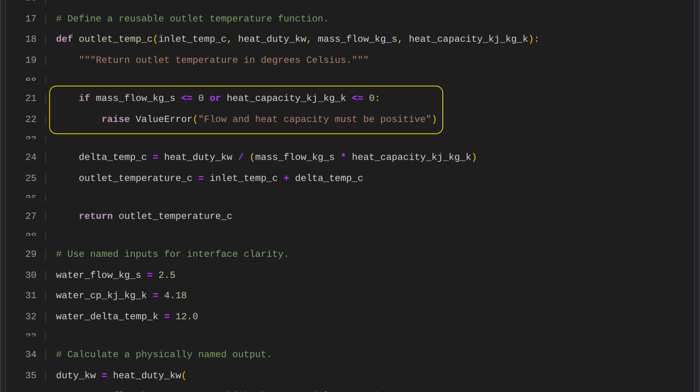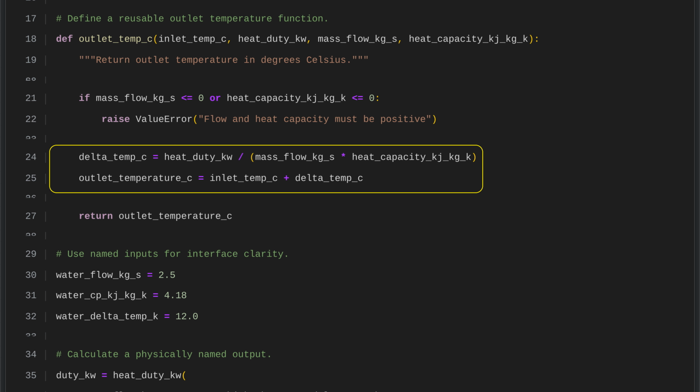First, the function checks that the mass flow rate and heat capacity are both positive. If either value is 0 or negative, it raises a value error to signal invalid input. This prevents the calculation from continuing with data that is not physically meaningful.